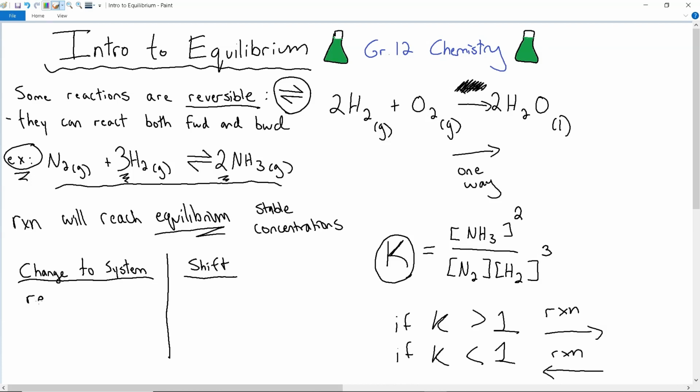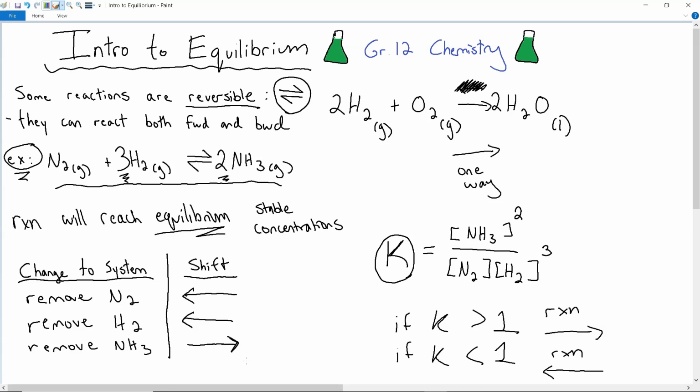So for example, let's say I remove some nitrogen gas. Since I've removed a reactant, the shift will be to the left to try and create more of the nitrogen that we've lost. And that would be the same case if we were to remove hydrogen. We're going to see ammonia gas break down and give us more hydrogen. Same logic applies if we were to remove ammonia. We've lost some product, so the system wants to create more product.